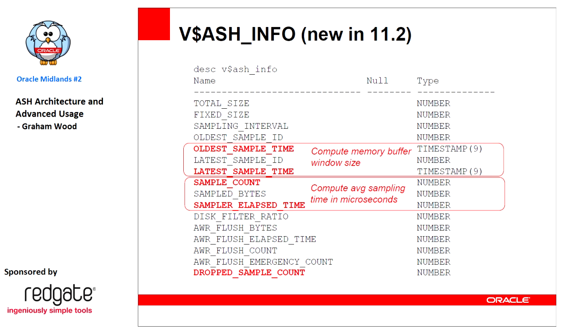Sample count is how many entries you have in the buffer, and sampler elapsed time is how long it took us to actually capture the data. We haven't actually bothered collecting any of this data until 12c, but we now have a little bit more instrumentation about what it's doing. Yes, you can calculate the window size from that, or you could just use that one and sysdate. It's probably easier.